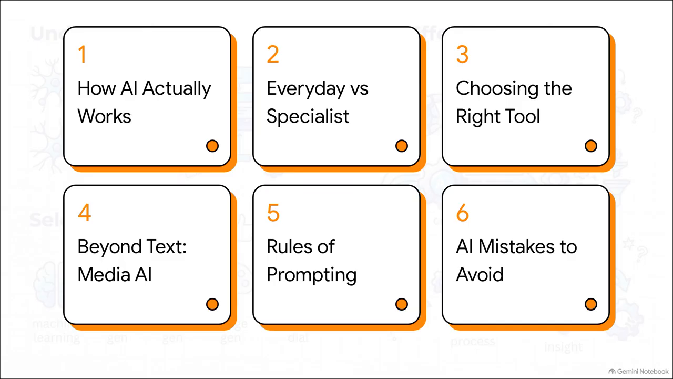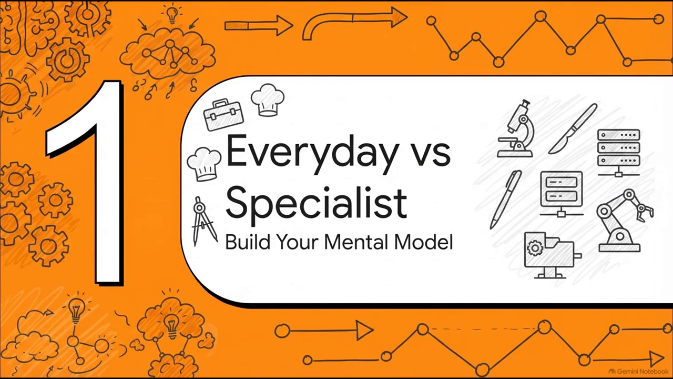So here is our roadmap for today's explainer. We're going to cover how AI actually works, the difference between everyday and specialist AI, choosing the right tool, going beyond text with media AI, the golden rules of prompting, and finally, those common AI mistakes you really need to avoid. Let's move into everyday versus specialist AI and build out your mental model.